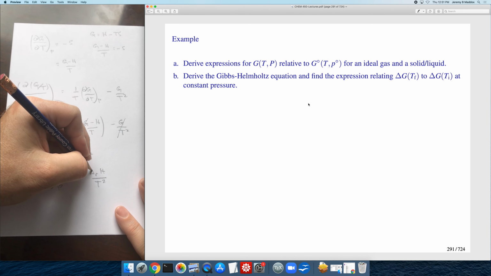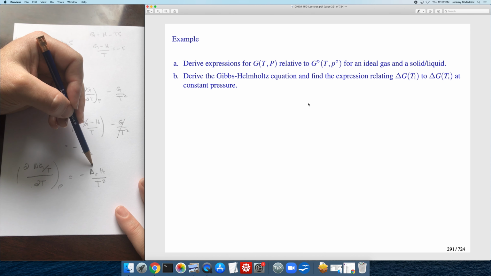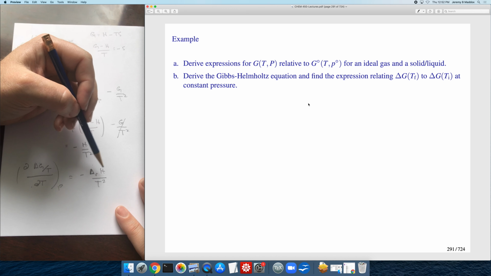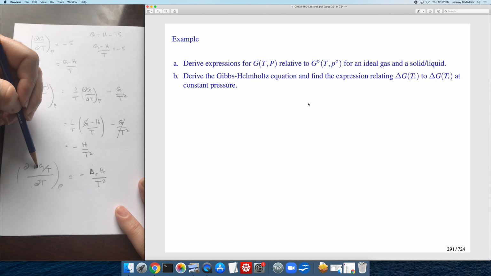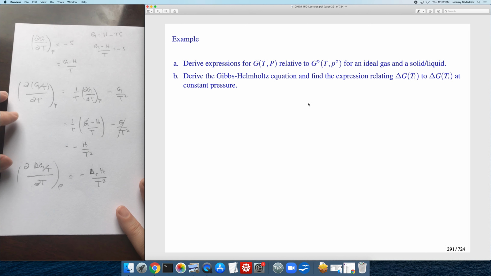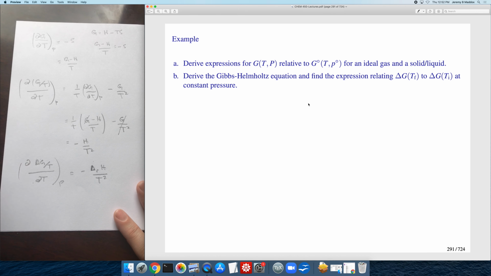And so if you want to know how does the change in Gibbs energy over temperature change with temperature, you need to know the change in the enthalpy. And so that's very useful because you can measure this using calorimetry, and then that tells you something about how delta G depends upon temperature, which tells you something about spontaneity. You can integrate both sides of this equation. Let me show you.